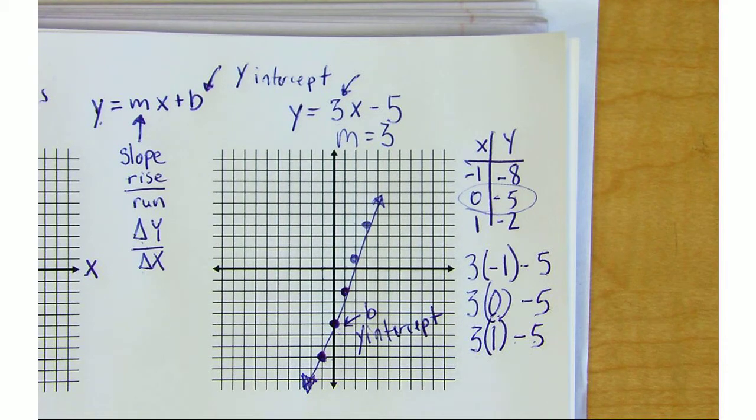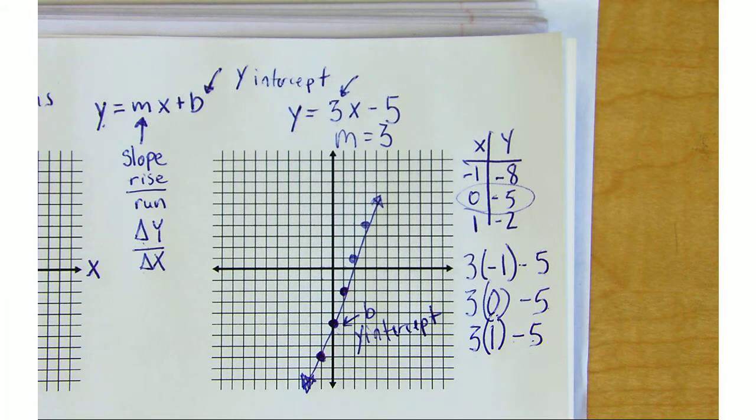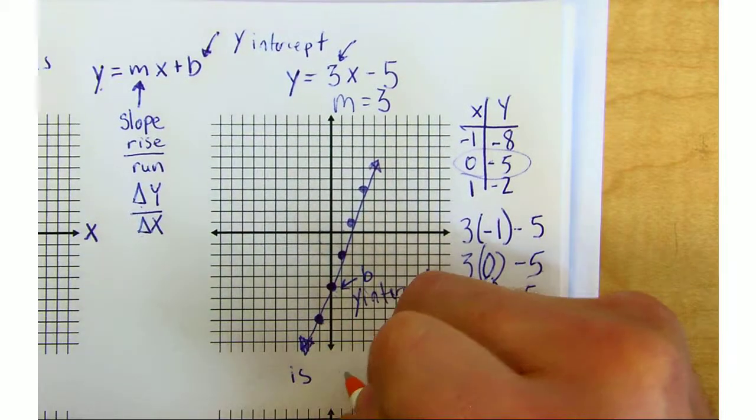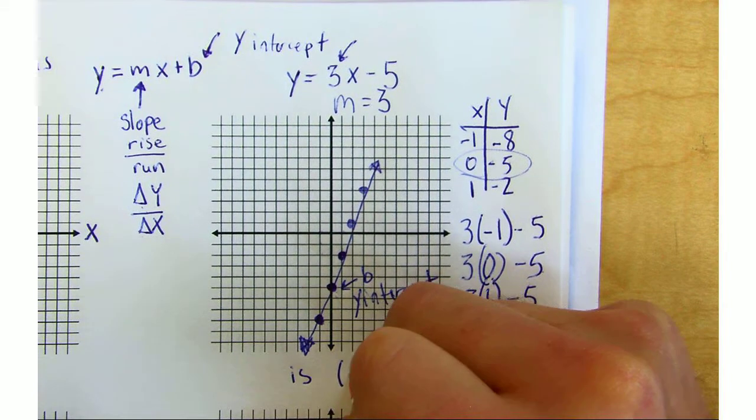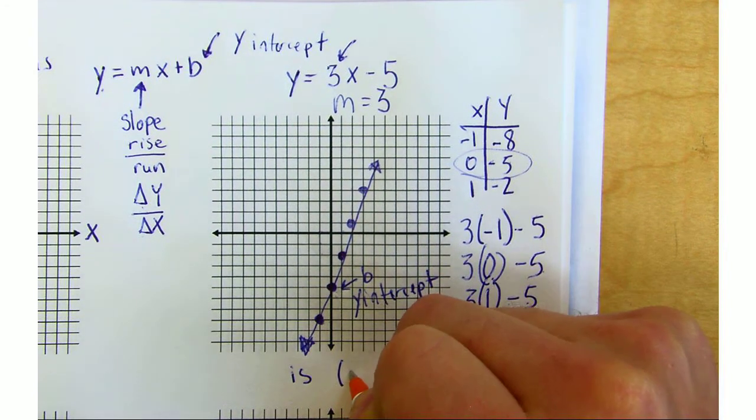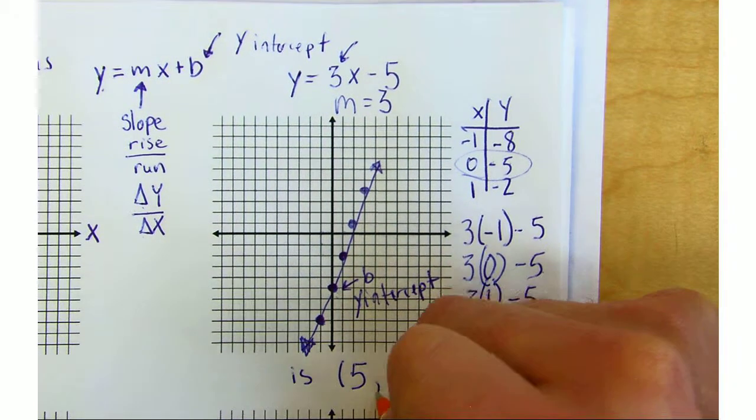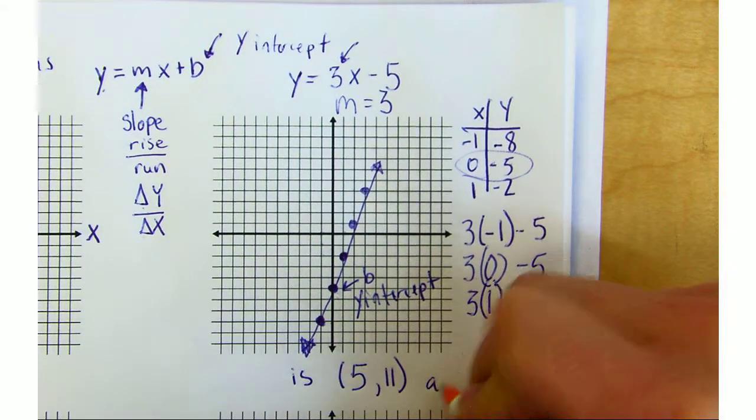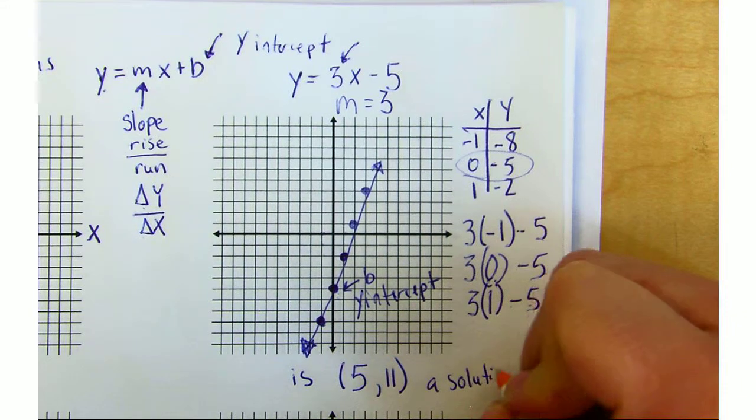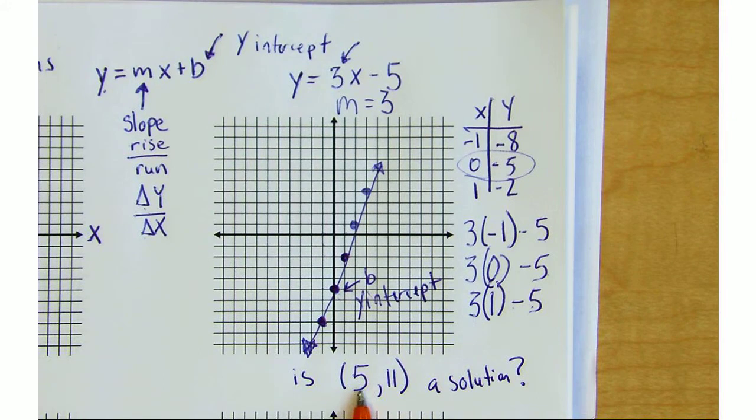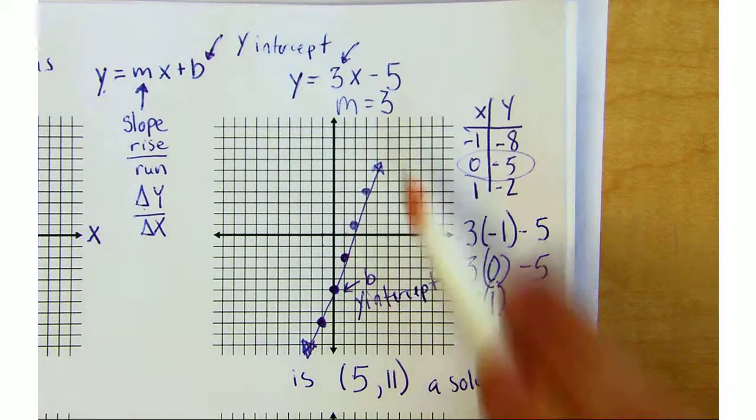One other question that you might be asked sometimes with something like this. You might see a question that says, let's say, pick a number that's not on here, is (5, 11) a solution? When it asks you that question, it's saying, is the point (5, 11) going to be on this line? That's what it's asking you.